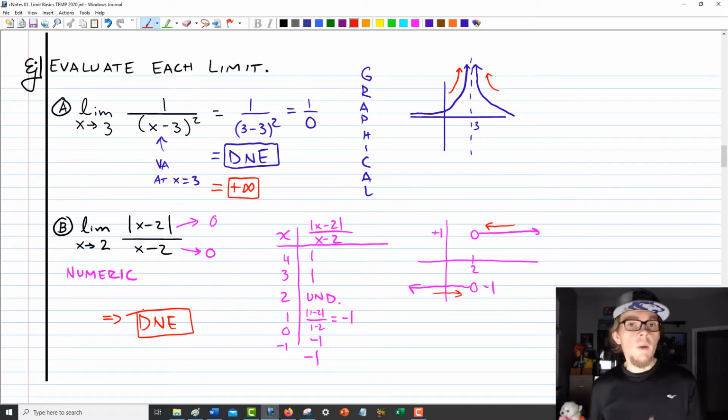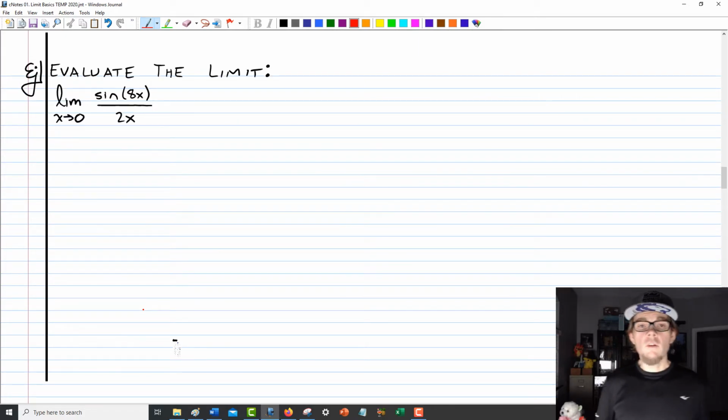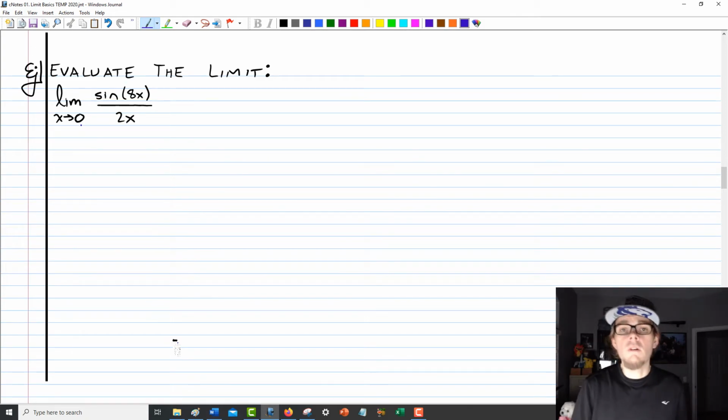So there's kind of a numerical approach to everything. Keep in mind, though, that numerical approaches don't have to be limited to just you doing it by hand. You could also take advantage of a graphing utility. So let's take a look at this particular limit: the limit as x approaches 0 of sine of 8x over 2x.